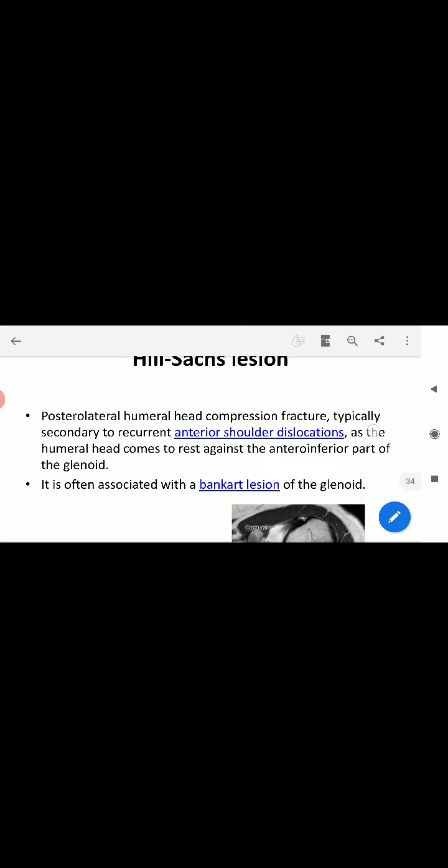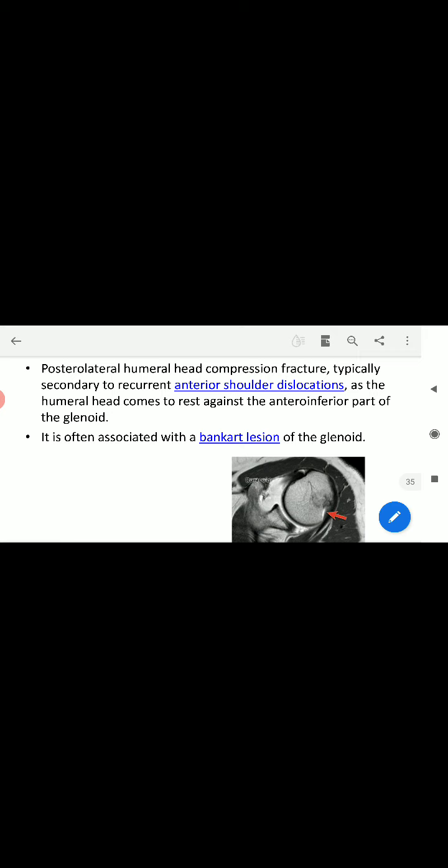Coming to the Hill-Sachs, it is seen in the posterolateral aspect of the humeral head. It is seen in the axial pictures. It is often associated with the Bankart lesion of the glenoid. Whenever there is a Hill-Sachs, we should always look for a Bankart. So without a Bankart, a Hill-Sachs cannot happen.